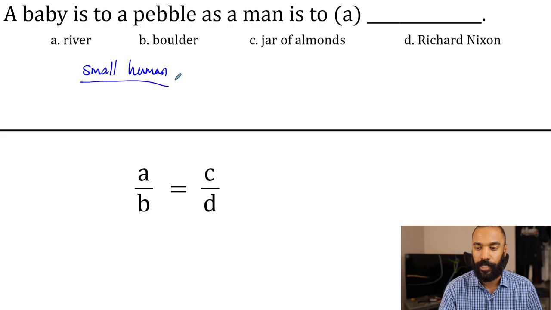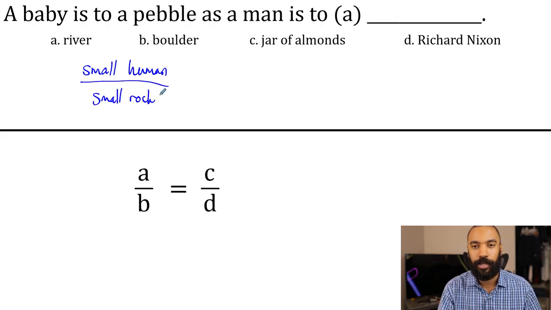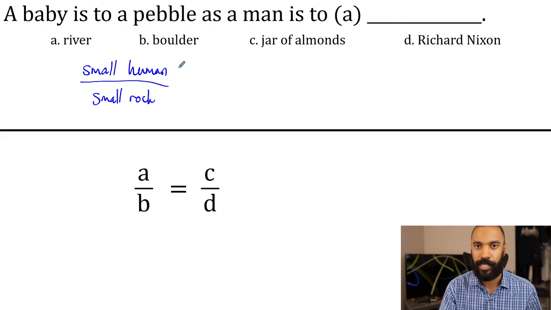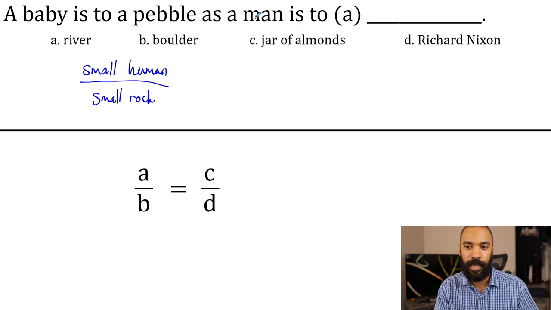That's what a pebble is in this case. It is a small rock. And I'm writing this as a fraction in that they are comparing, in a way, as a ratio of two quantitative, qualitative type value things. Now, I can write a proportion to this and tie in man in the same way.